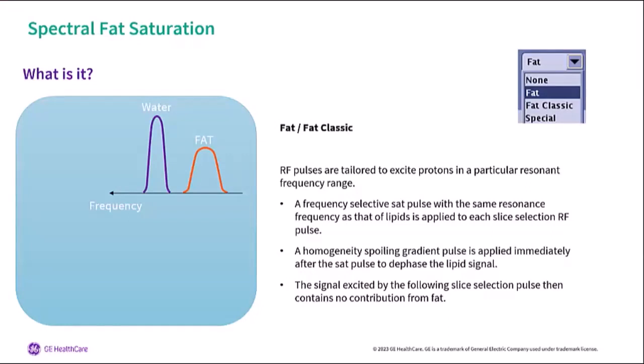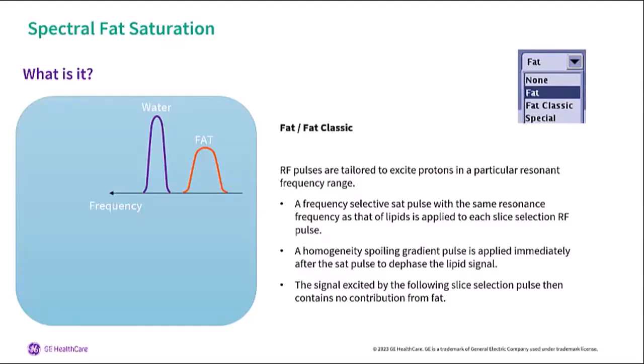So this technique is based on the chemical shift methods. RF pulses are tailored to excite protons in a particular resonance frequency range. This range can be narrowed so that the RF pulse affects only water or only fat, unlike STIR, which we're going to see a bit further ahead, where all the magnetization gets inverted.